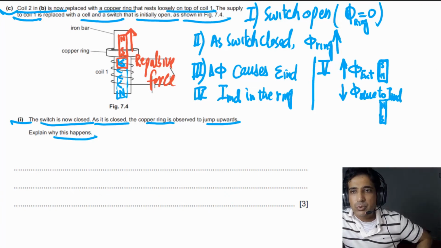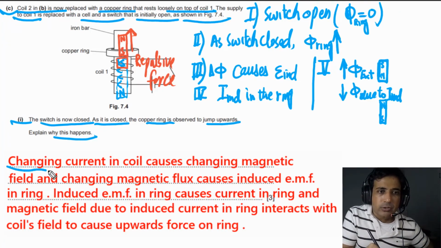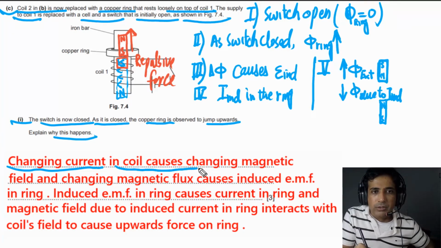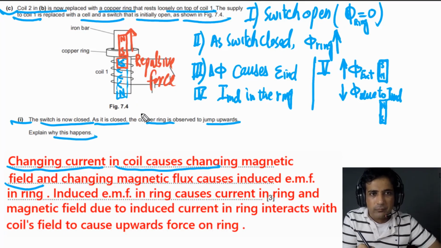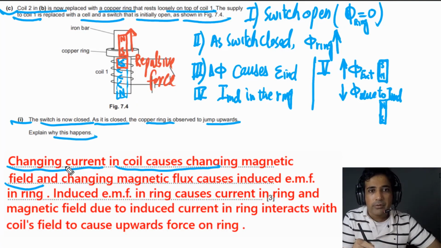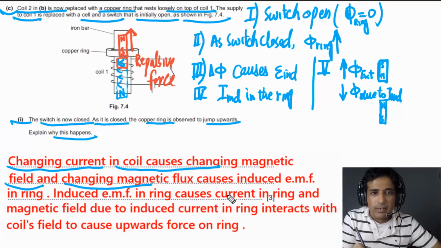Let me show you the answer, how you can write down your answer. In order to write down the answer for this question, you can simply say changing current in coil causes changing magnetic field. Because current will increase from 0 to maximum value, that is changing current. So there will be changing magnetic field. So magnetic field will also increase from 0 to some maximum value. And changing magnetic flux causes induced EMF in the ring.